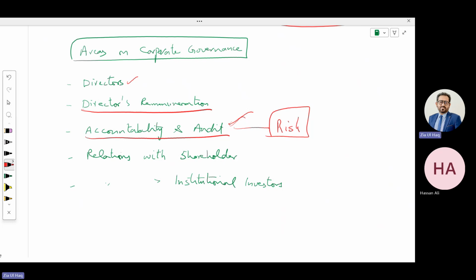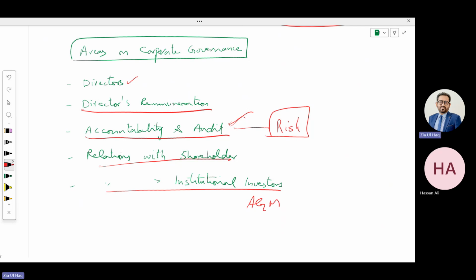There are some codes relating to relation with the shareholders and relation with institutional investors. Directors need to communicate company matters with the shareholders and institutional investors on a regular basis, or at least once in a year, where at AGM.